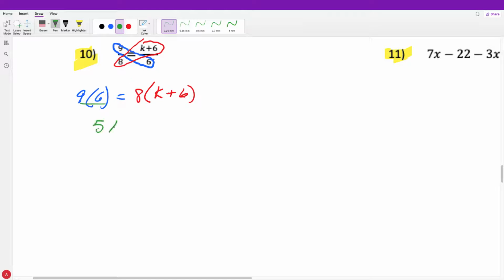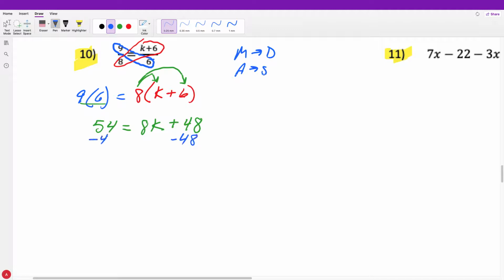9 times 6 is equal to 54. We're then going to distribute the 8 into the k and get 8k, because 8 times k is 8k. But we also must distribute it into the 6 and get plus 48. Right? Some of you are only multiplying it into the k, and that's where you're going wrong with that. So then to solve for this, we look and see, all right, well, we're being multiplied and we're being added. So we know the inverse of addition is subtraction. The inverse of multiplication is division. So I'm then going to subtract both sides by 48.